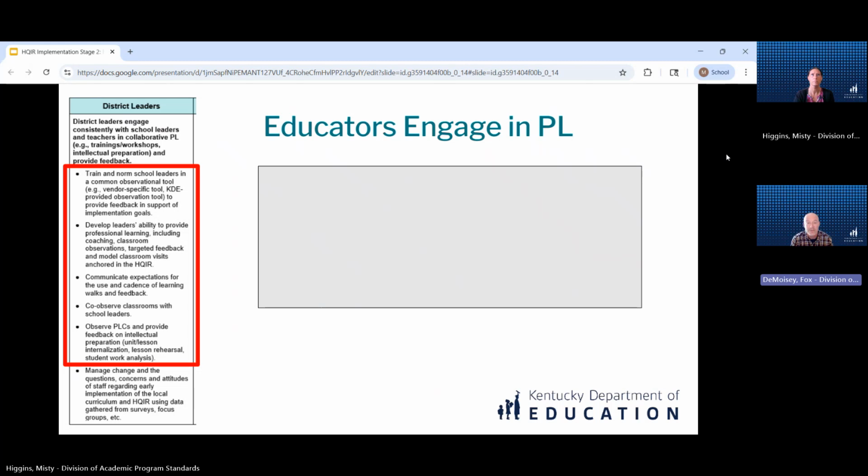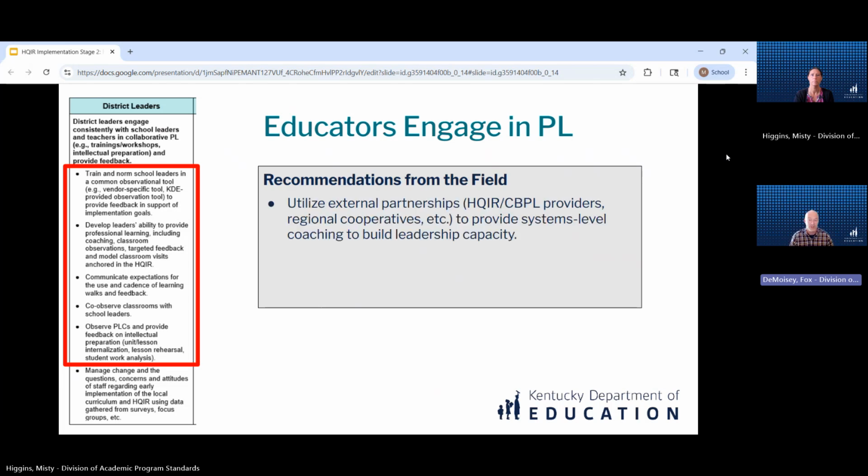For the 5 bullets inside the red box here, under the key responsibility of district leaders engage consistently with school leaders and teachers in collaborative PL, we would offer the following recommendations from the field. Utilize external partnerships. Again, could be HQIR provider or a CVPL provider, regional cooperatives, etc. To provide systems level coaching to build leadership capacity. Leaders across our 3 HQIR pilots here in Kentucky have attested to how powerful this coaching support has been for them and for those they serve.